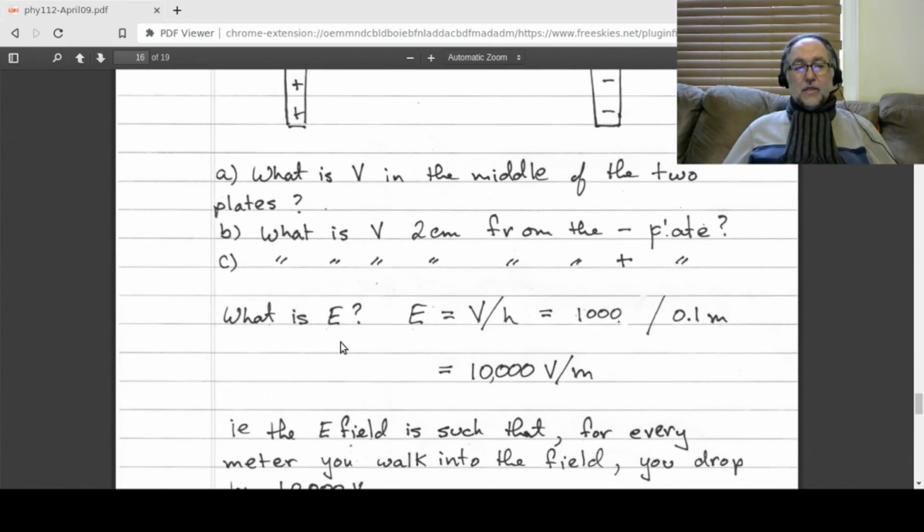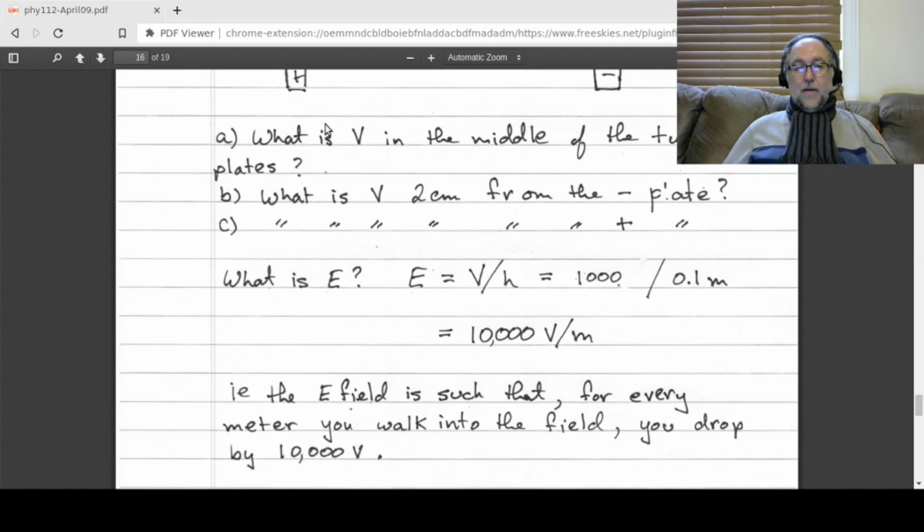The first thing is that between those two parallel plates, there is an electric field. The electric field is equal to V divided by H, and that's from above. So it's 1,000 volts divided by 0.1 meters. If you take 1,000 volts divided by 0.1 meters, you get an electric field of 10,000 volts per meter.